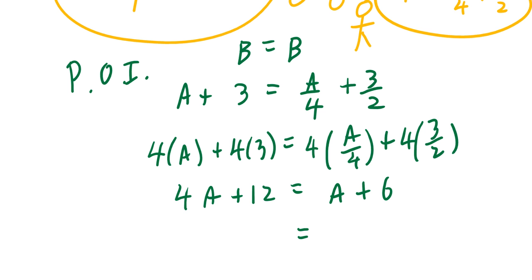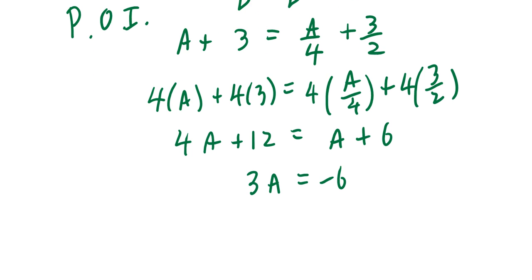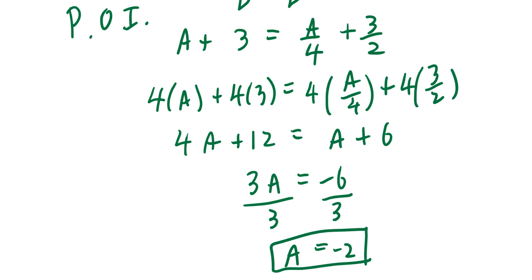When I bring a to the left, 4a minus a is going to be 3a. 6 minus 12 is going to be negative 6. And of course, the opposite of multiplying by 3 is to divide by 3. And I should say a equals negative 2. See, you can tell I'm doing this live with you with nothing in front of me.